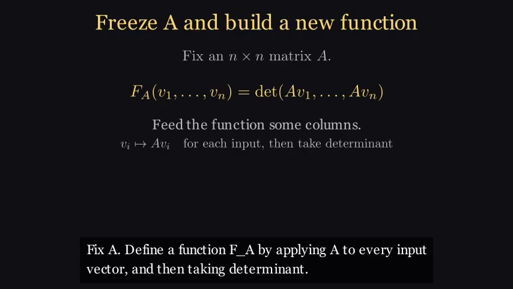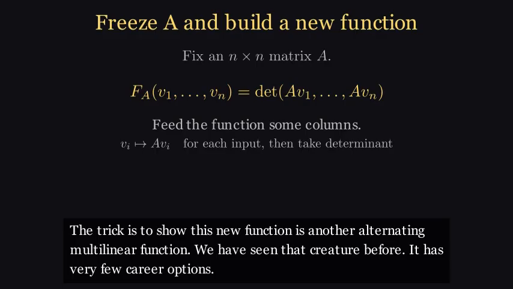Fix A. Define a function f sub A by applying A to every input vector, and then taking determinant. The trick is to show this new function is another alternating multilinear function. We have seen that creature before. It has very few career options.